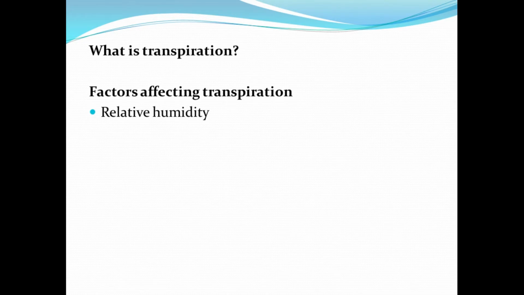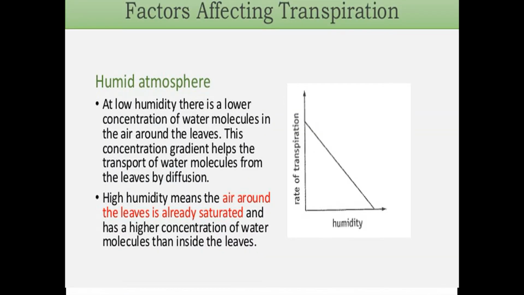First, we are going to look at relative humidity. Relative humidity is the amount of water vapor in the air compared to the amount of water vapor that air could hold at a given temperature. A hydrated leaf would have relative humidity near 100%, just as the atmosphere on a rainy day would have.